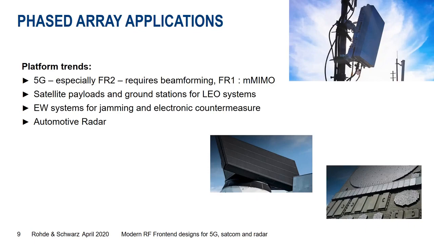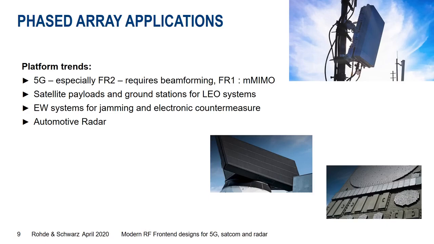The next step, as I mentioned also in my first overview plot, is phased array. Why are we doing phased array? We'll come to this in a second, but it is definitely something which we are seeing more and more in the industries. So in infrastructure, in mobile communication, 5G, especially in the frequency range 2, so in the millimeter wave range, beamforming is an absolute requirement. Also in frequency range 1, we are seeing massive MIMO approaches with use of phased array antennas.